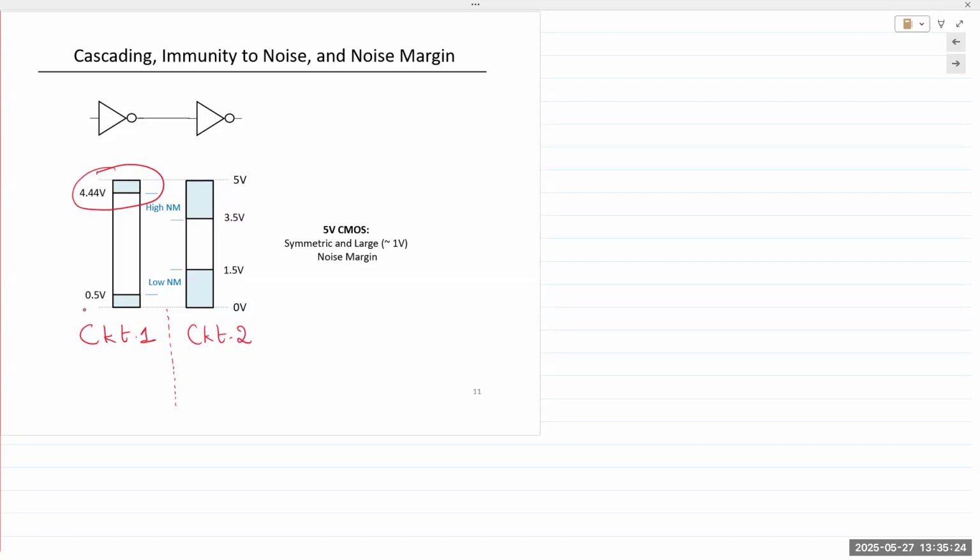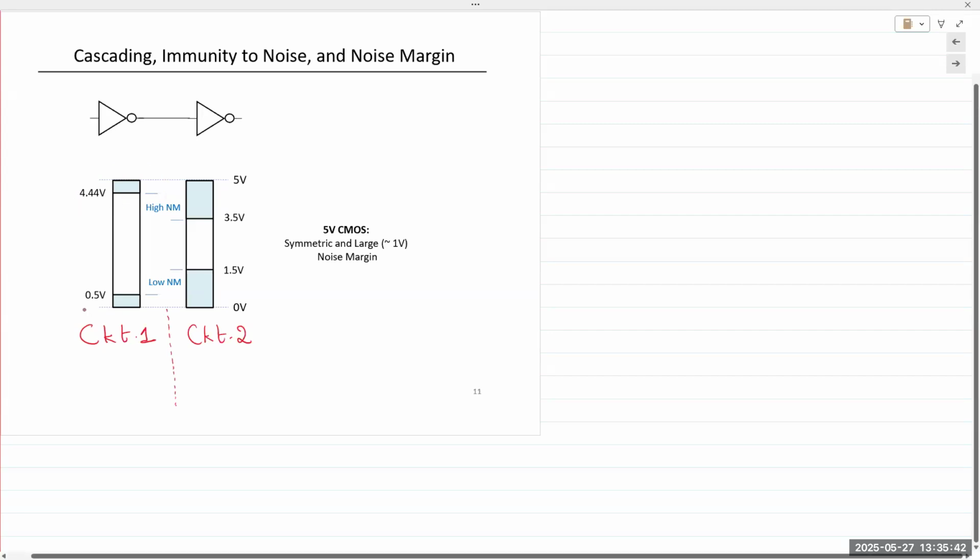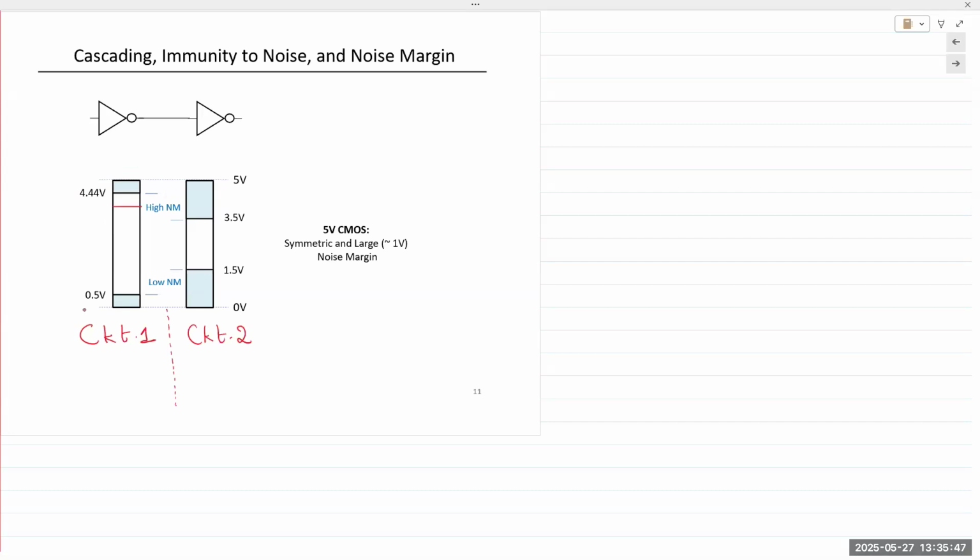Now, let's say a random noise signal arrives. Instead of 4.4 volts, now the output drops to, let's say, it's not quite 4, but let's do this. Okay, so random noise signal arrives, and now it drops that signal down to 4 volts.